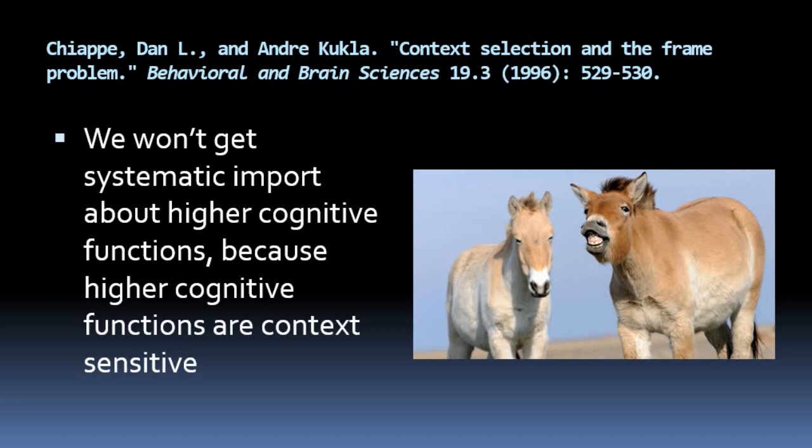Therefore, the claim goes, you don't get to have a science about higher cognition because it's the kind of thing that doesn't have context-insensitive properties. Ta-da. It's an annoying argument, isn't it? Now, if that argument is true, this whole project is doomed.